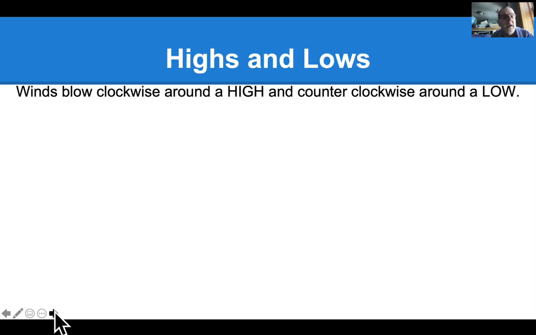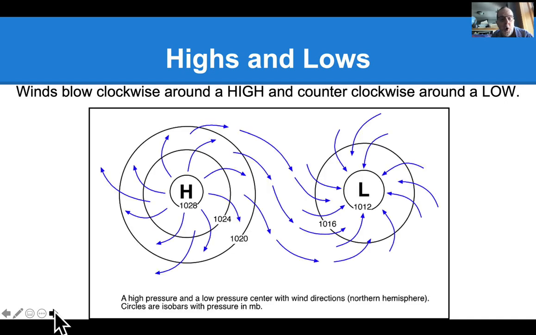Highs and lows. Winds blow clockwise around a high and counterclockwise around a low. So here we can see the wind coming out, bent to the right, and spinning around that high, as it were, clockwise.